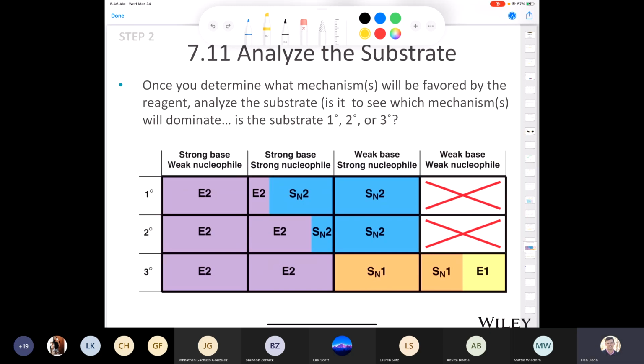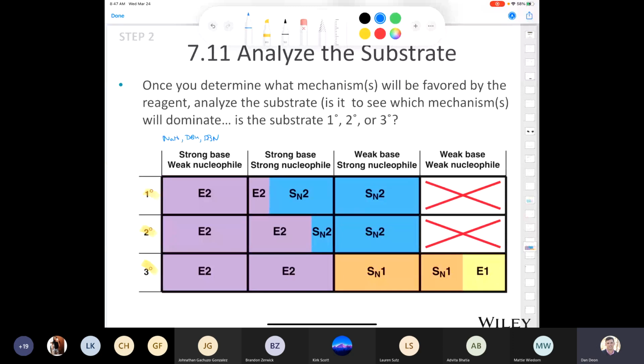So depending on whether our substrate is primary, secondary, or tertiary, if we have a strong base, weak nucleophile, what were those? Things like sodium hydride, DBU, DBN, right? Those are all going to give you E2 reactions because they're good bases for elimination, but they're not going to be good nucleophiles, so you're not going to get any substitution.